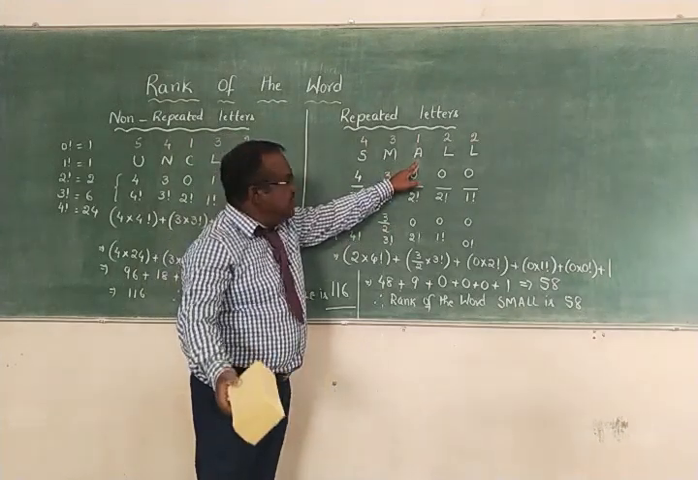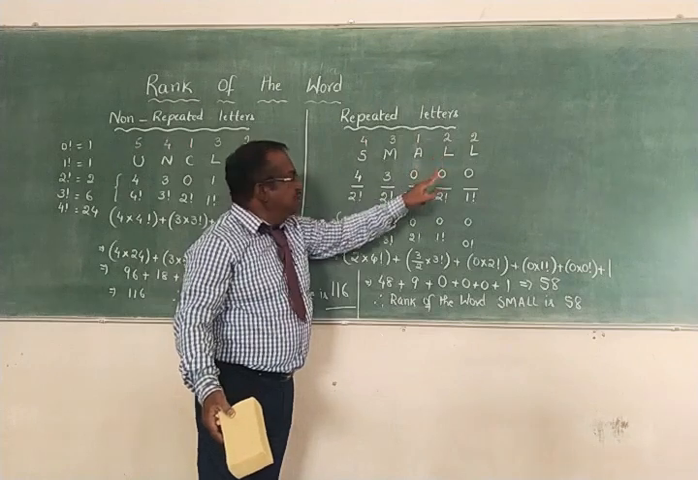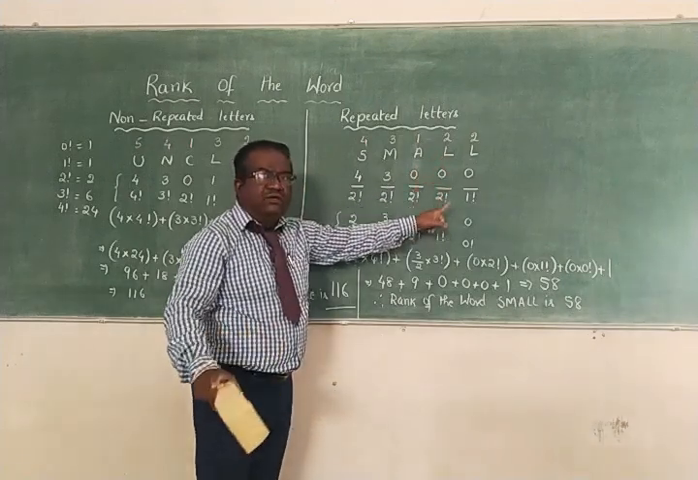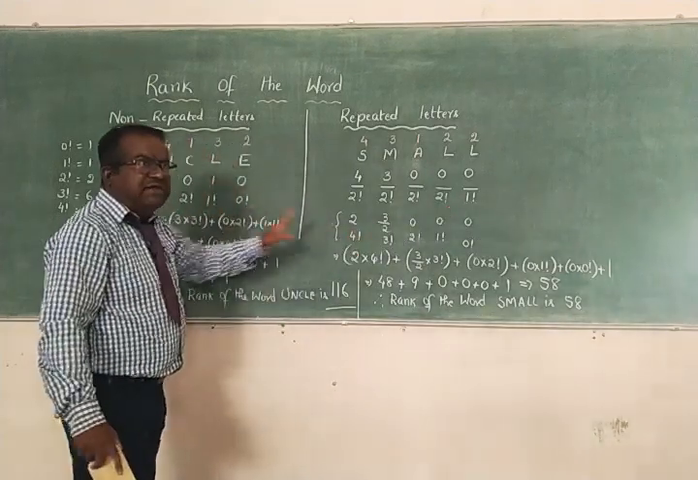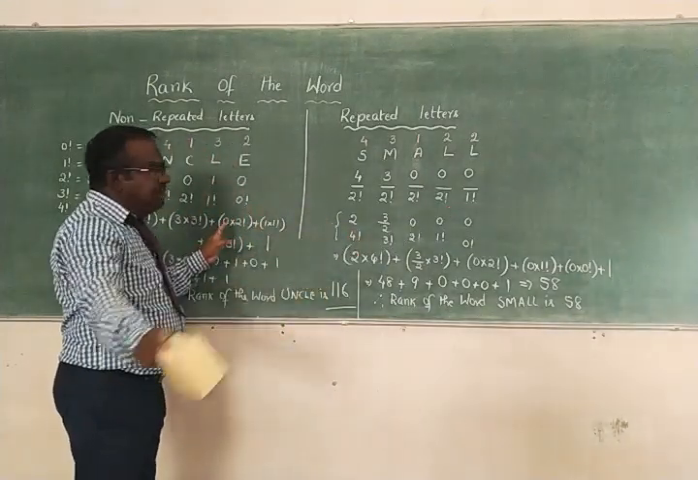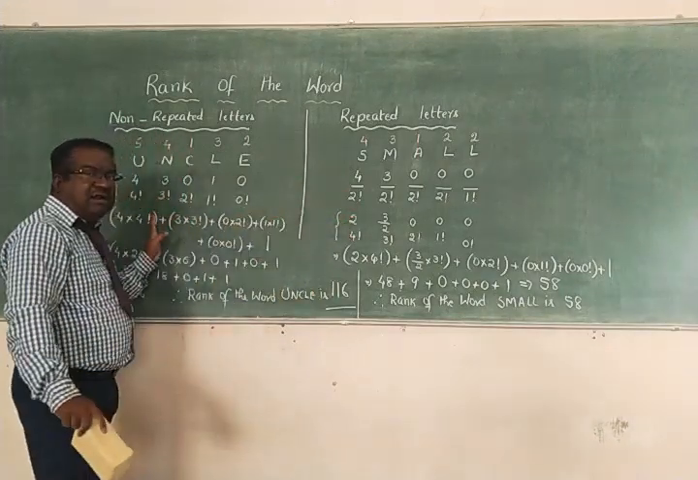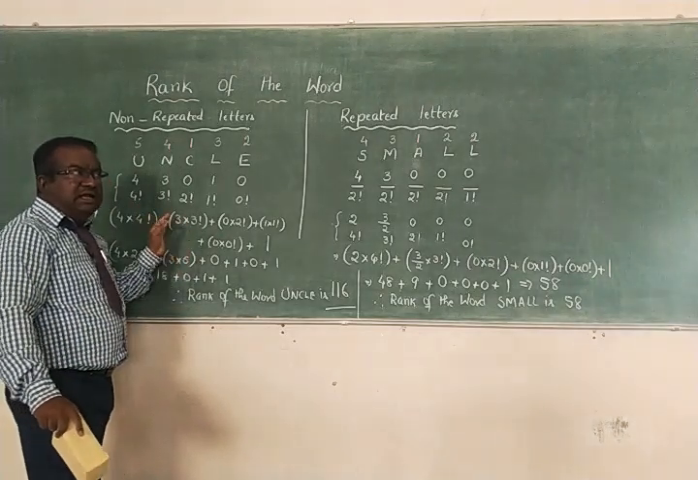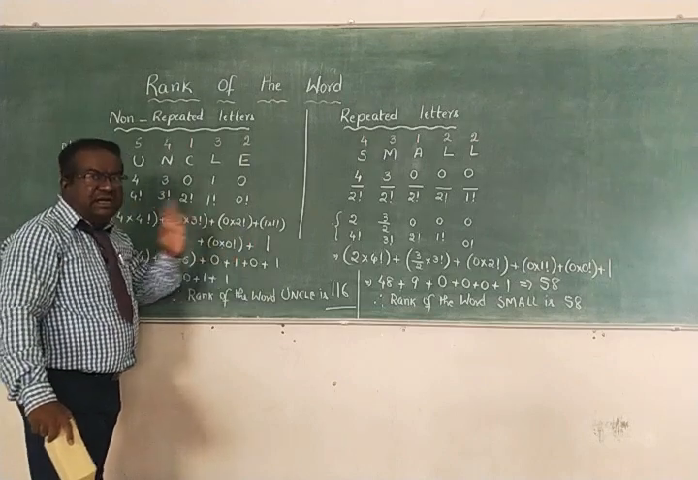Including A on the right side, 2 factorial. Including L on the right side, 2 factorial. Including the last L, only 1, so 1 factorial. Now, that is the difference between the repeated and non-repeated letters. I hope you understood very clearly the differences between the non-repeated and repeated letters.